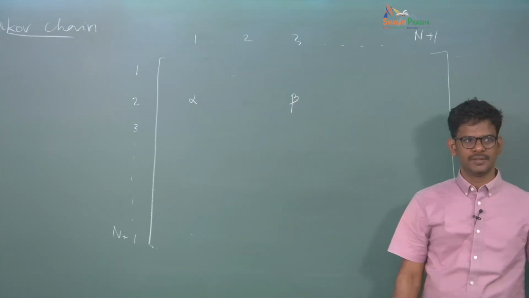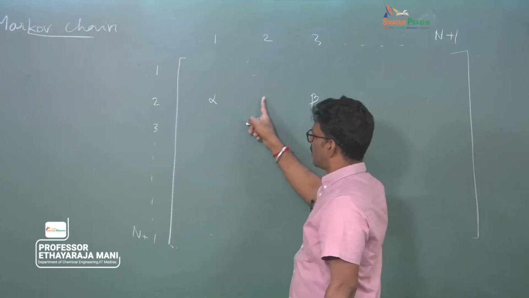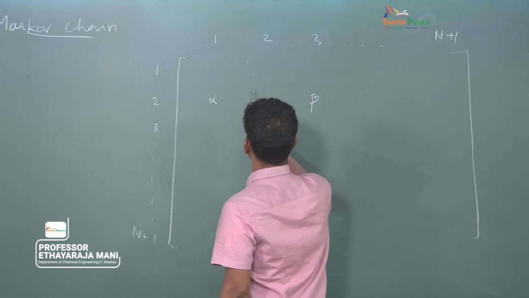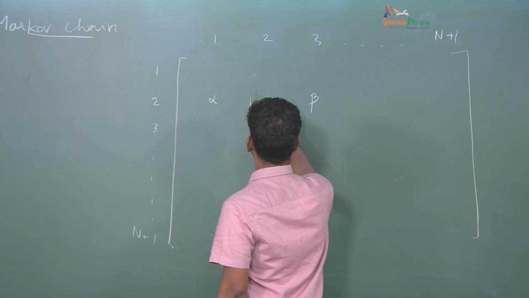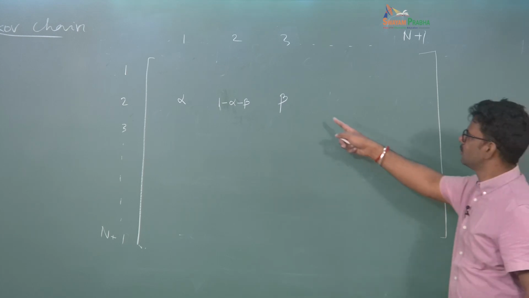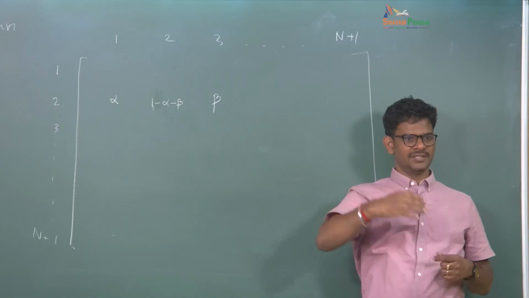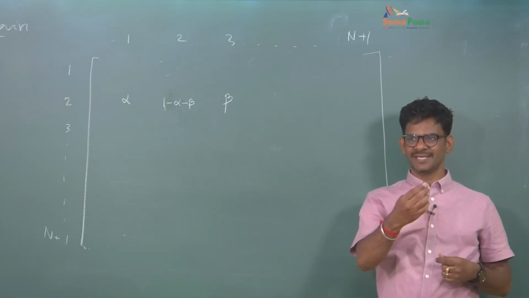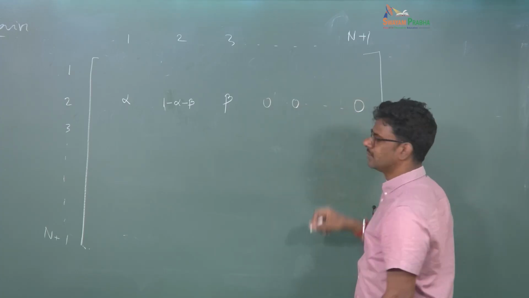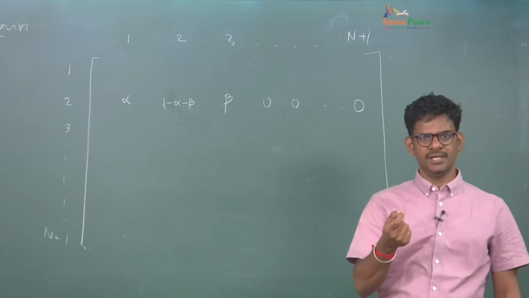Now I am writing everything in terms of probability per unit time. The probability that it will remain in the same state is simply 1 minus alpha minus beta. Can it jump to state 4, 5, 6? It doesn't jump too far. It only makes an incremental jump to the next neighboring cells. So all the other elements are going to be 0 all the way up to n plus 1. This is the fate of a particle in cell 2.